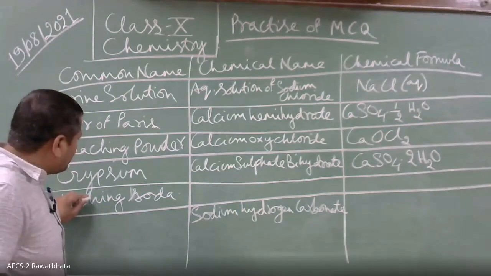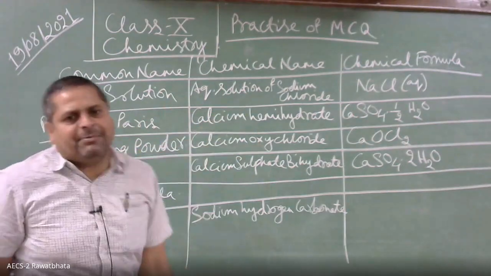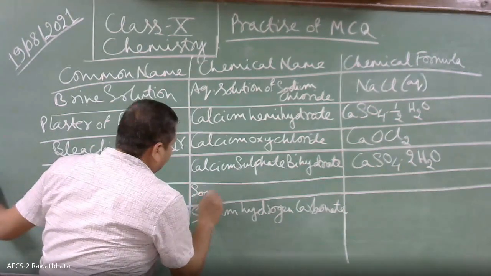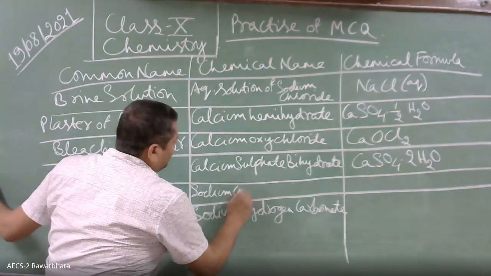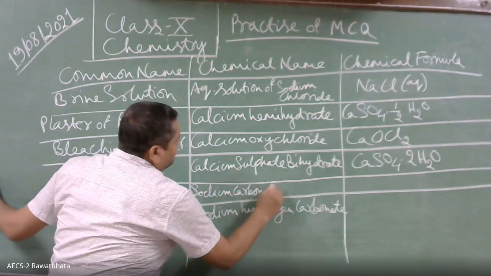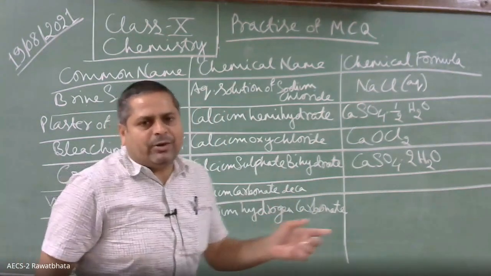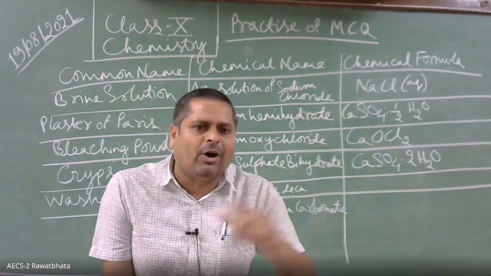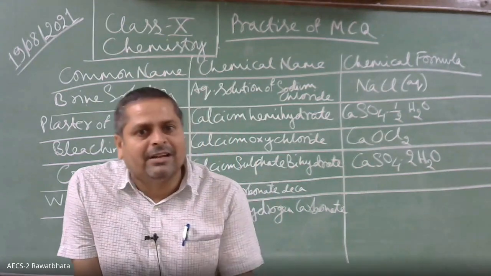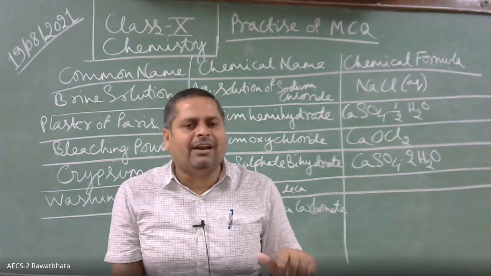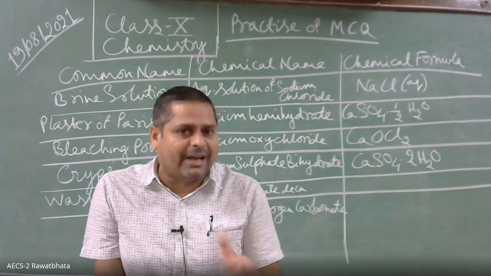Washing soda. What is its chemical name and what is its chemical formula? Yes, sir. Chemical name is sodium carbonate decahydrate. Very good. Well done. And what is its chemical formula? If you know its correct chemical name, then with the help of that chemical name, you can easily deduce its chemical formula also. Can you?